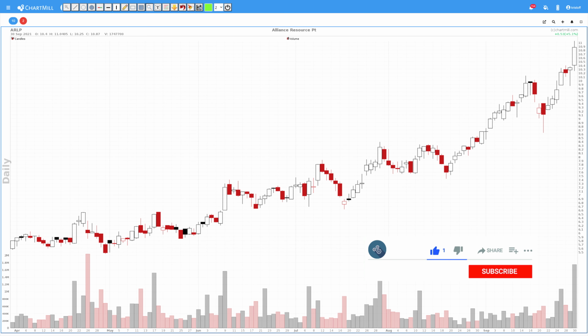So finding setups using triangle patterns is not that difficult with ChartMill. But when and how do you enter the market? Take a look at this chart from ARLP. Between the last week in April and the first week in June of this year, a very clear bullish triangle pattern with all the typical characteristics has developed.